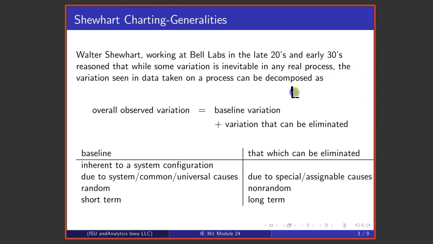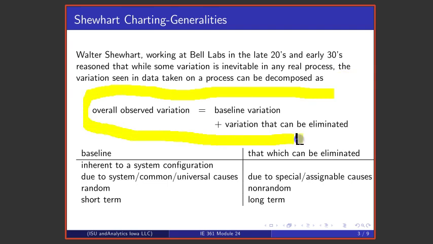And he had this grand conceptualization. He thought, well, in observing process data, overall observed variation might be decomposed into two parts, into a baseline part and a part that might be eliminated. That baseline part one might think of as inherent to a particular system configuration. One might say that it's due to system or common or universal causes. Think of it as completely unpredictable, random variation. Temporally, one might think of it as short-term variation.